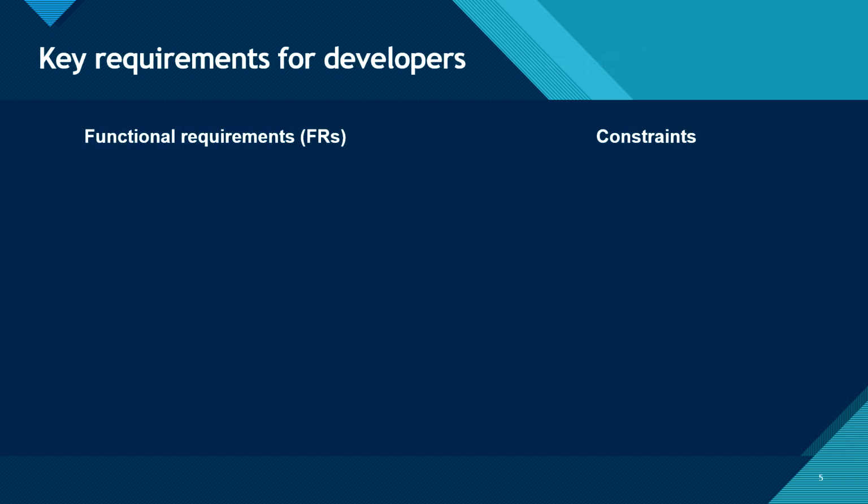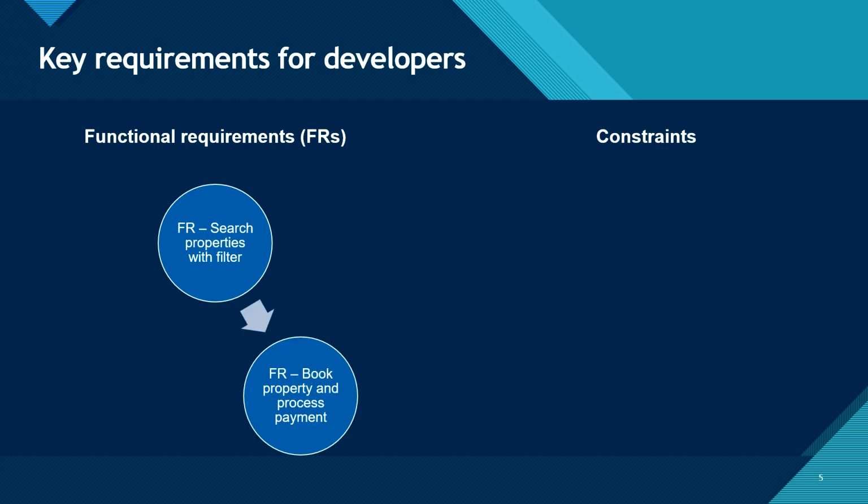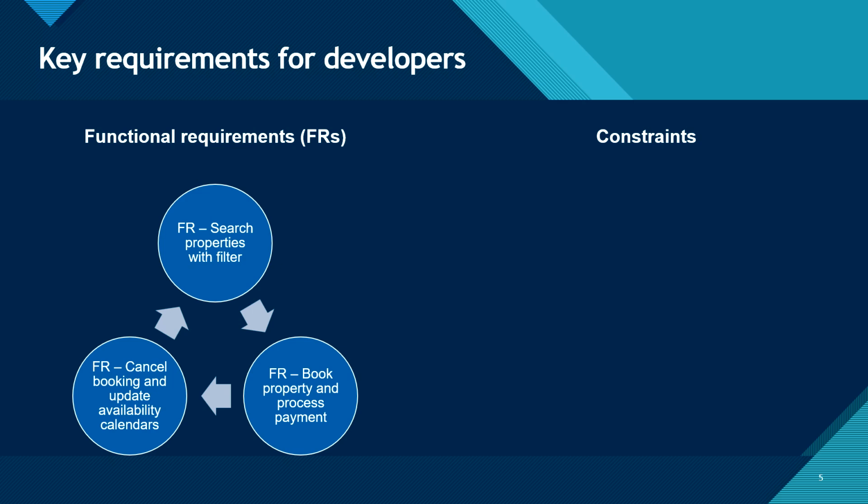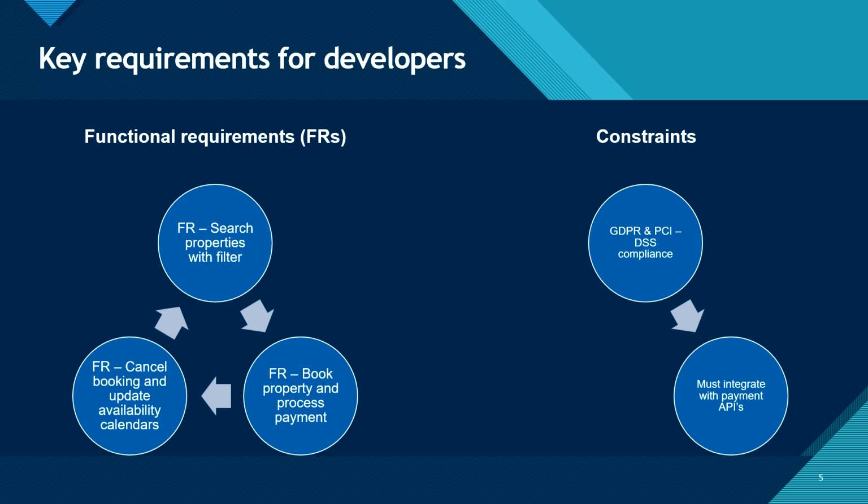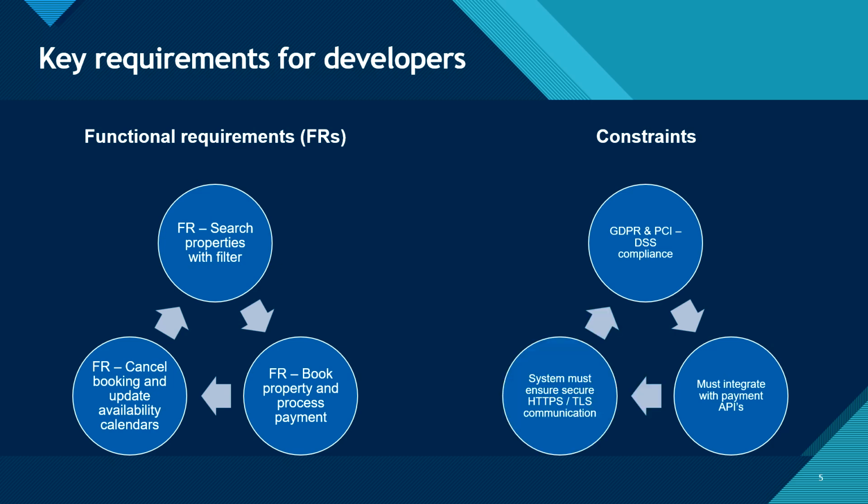The key requirements for developers are functional requirements and constraints. For functional requirements: search properties with filters, book a property and process payments, cancel bookings, and update availability calendars. Then for constraints, you have GDPR and PCI DSS compliance, integration with external payment APIs, and secure HTTPS and TLS communication. These requirements directly affect architecture, error handling, and API design.